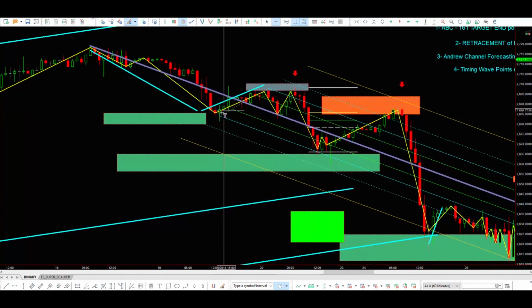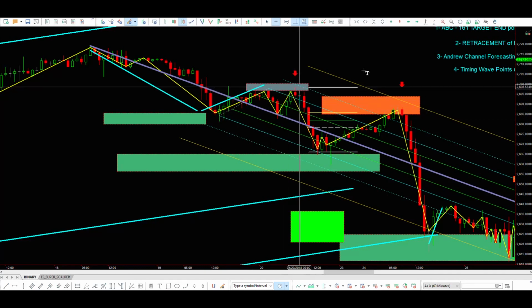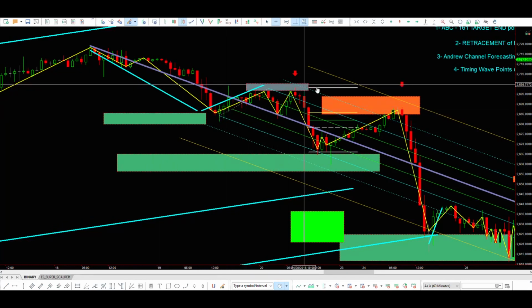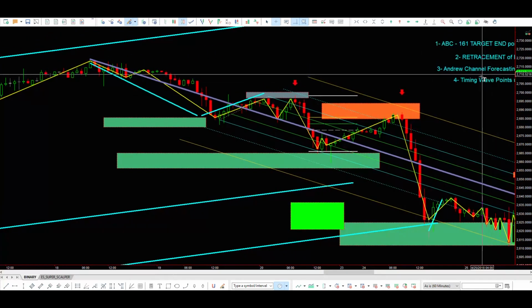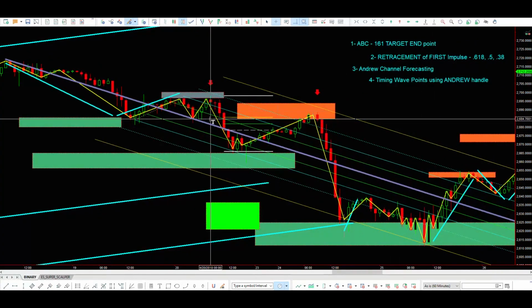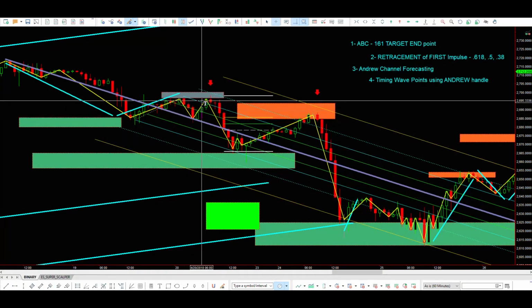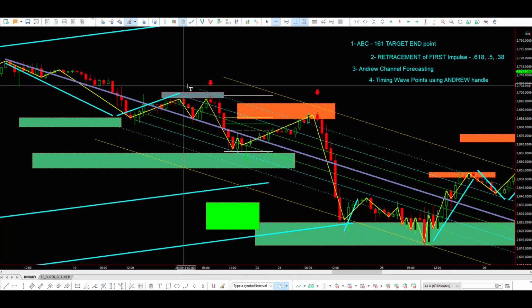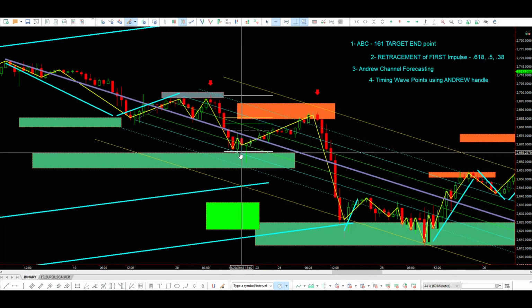But right now, right here, 2 bars. ABC, okay, cool. From here to here, big impulse, retracement of 40. Rule 2, perfect. Channel, where are we? Channel, 100%, 161, beautiful shot. 3 things came together, shorted with extreme success.